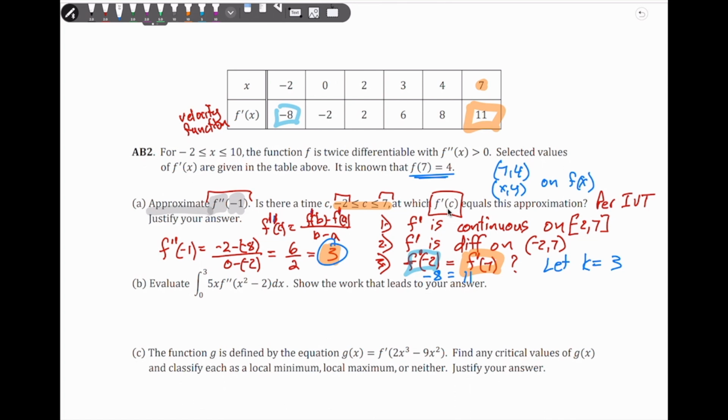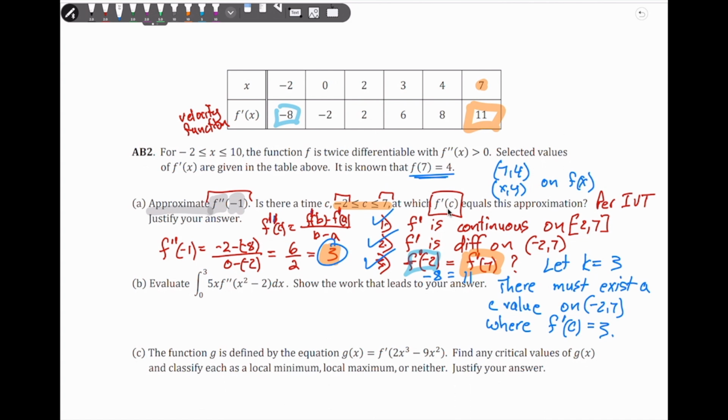So now, because 1 was true, 2 was true as far as the first two parts of IVT, and 3 was true, all conditions were true, then we're saying there must exist, I'll go ahead and write it out, there must exist a c value on -2 to 7 where f prime of c is equal to 3.